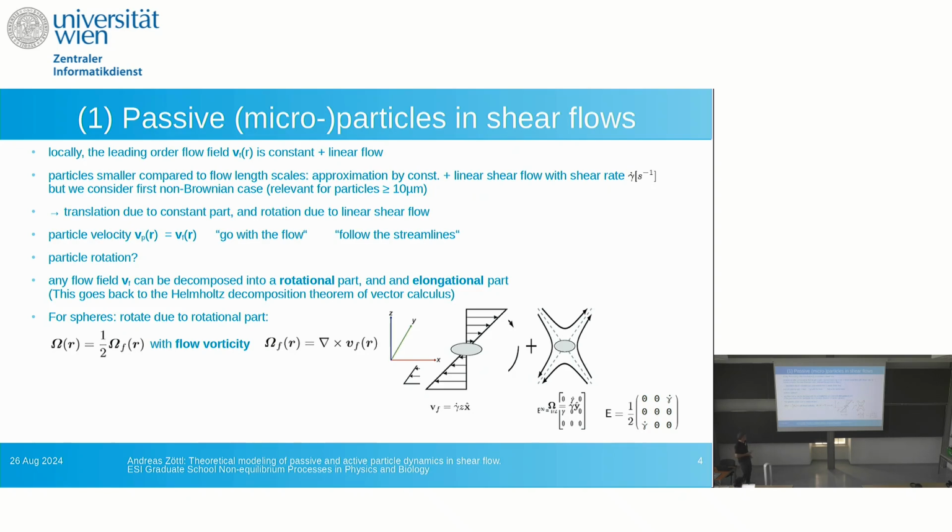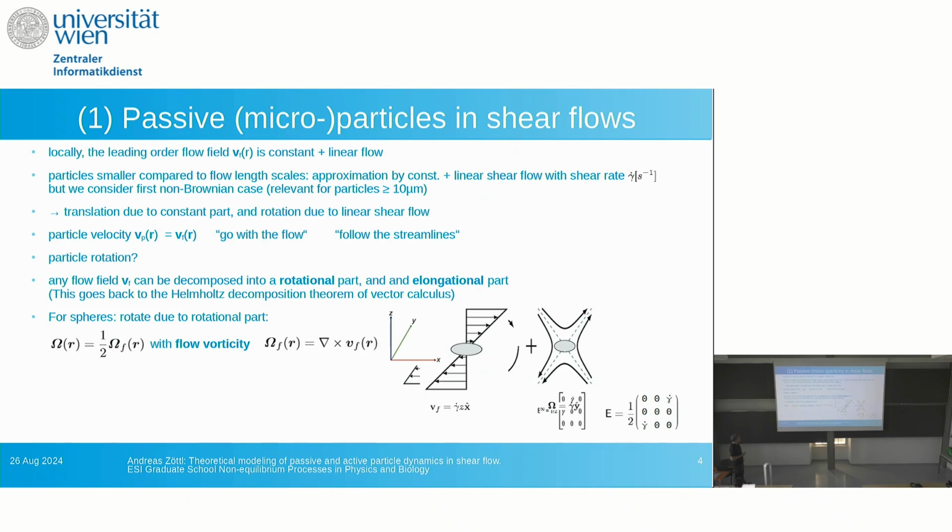And then you can show that the rotational part of a particle, due to the flow vorticity, is just half the local vorticity of the flow at this position r. You can also calculate this by solving the linearized Navier-Stokes equations. But I think the solution is quite intuitive.